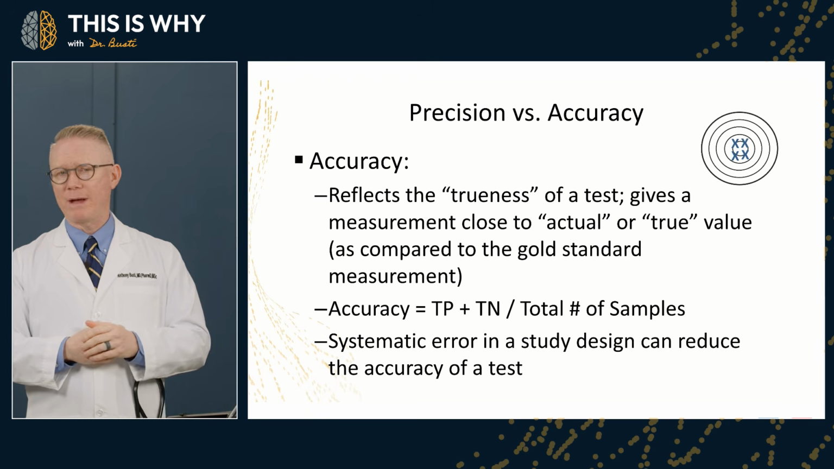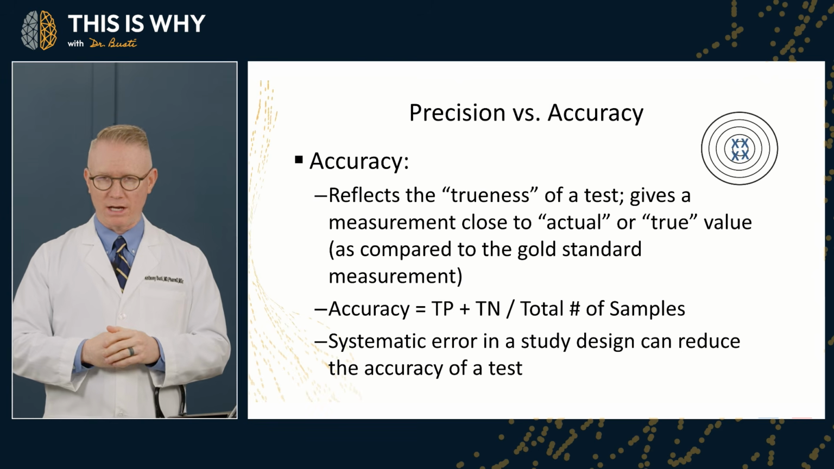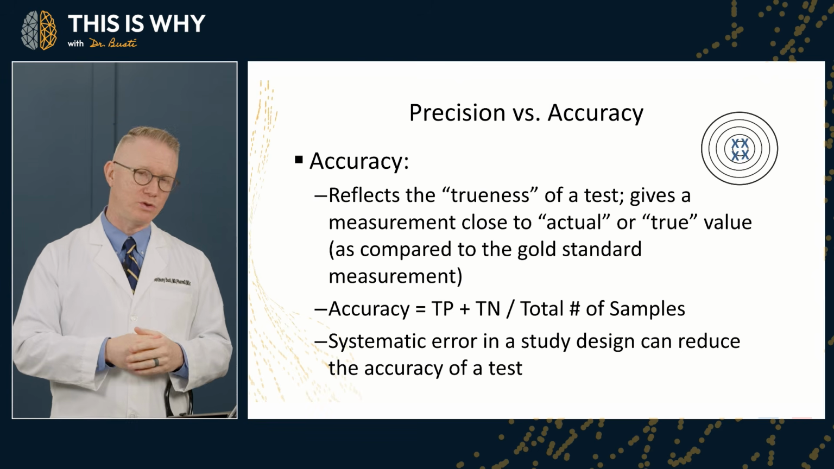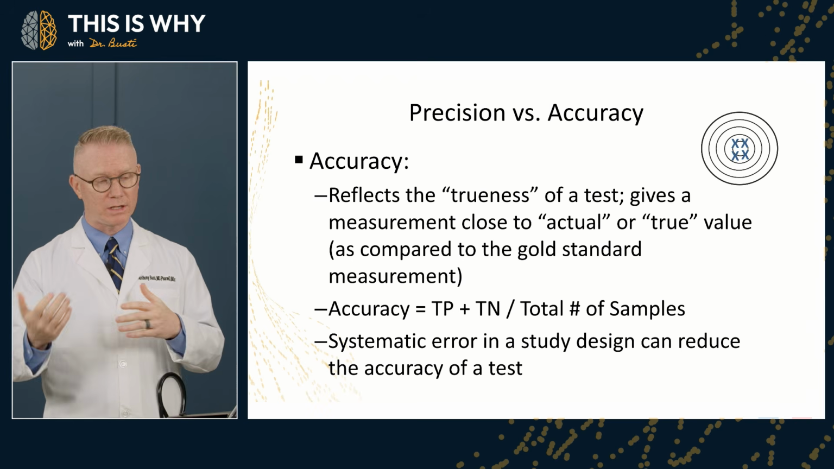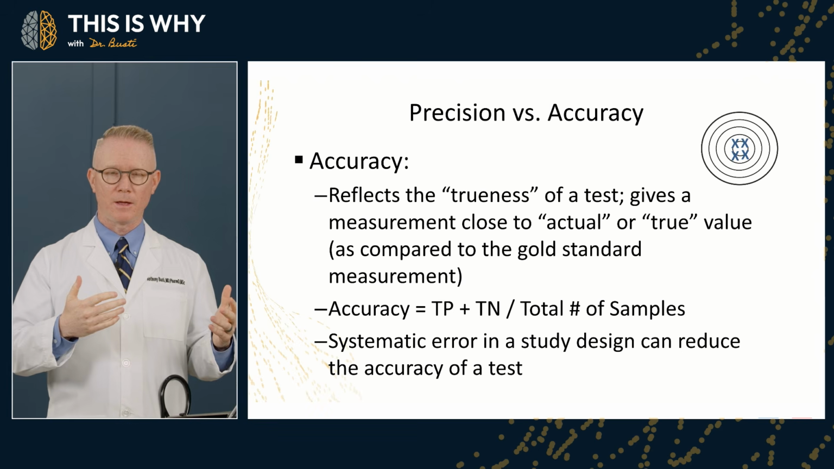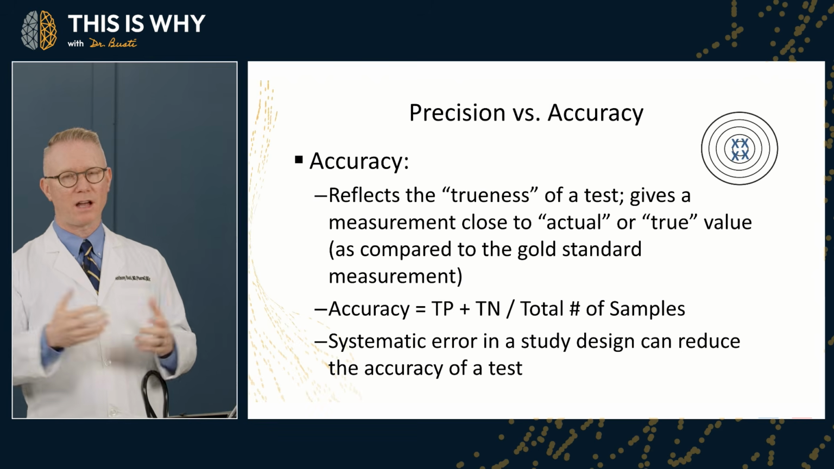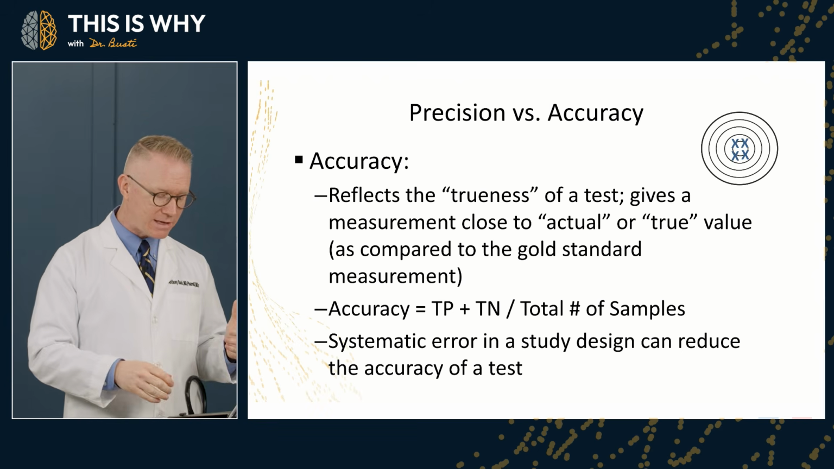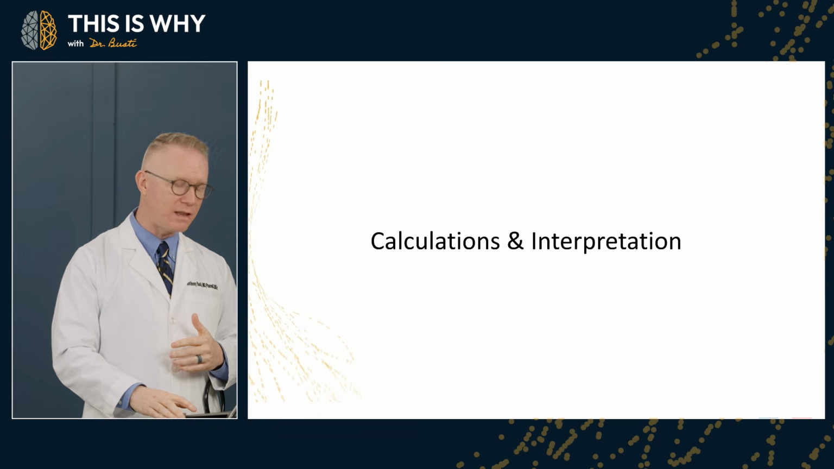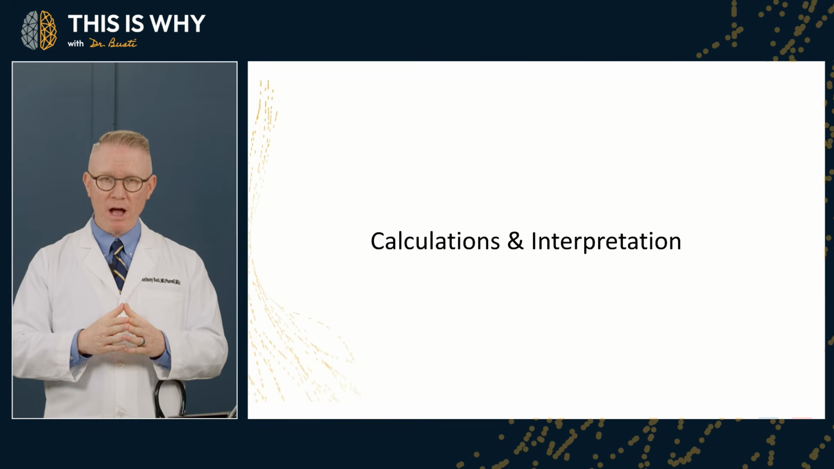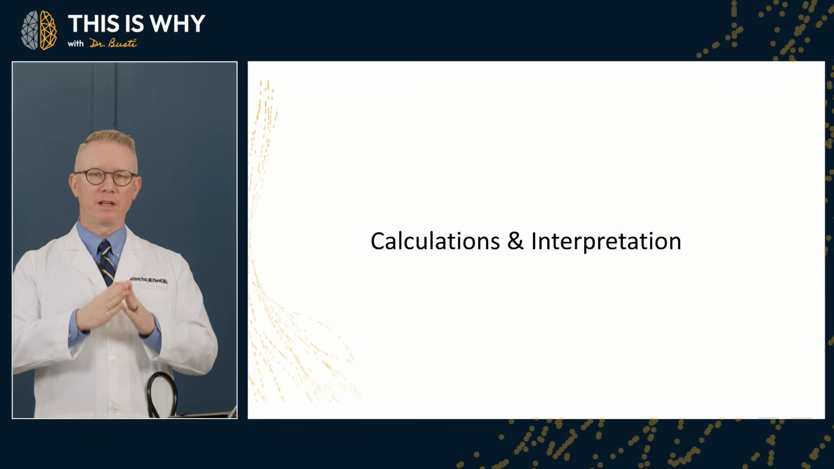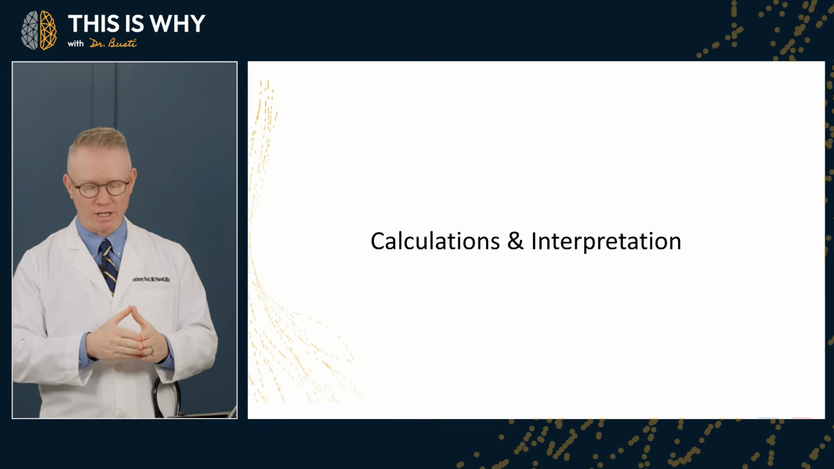We also need to think about systematic error in a study design because that can reduce the accuracy of a test result, okay? So when we talk about precision and accuracy, we have to consider it in the context of bias, an error in the study design that could be introduced, okay? Now let's pause and let's talk a little bit about calculations and interpretation.